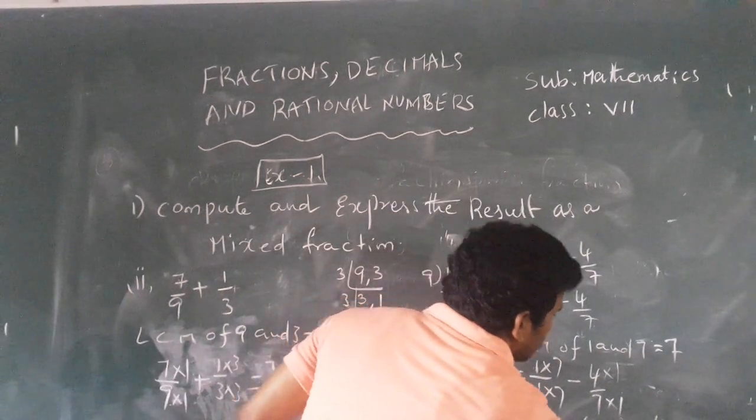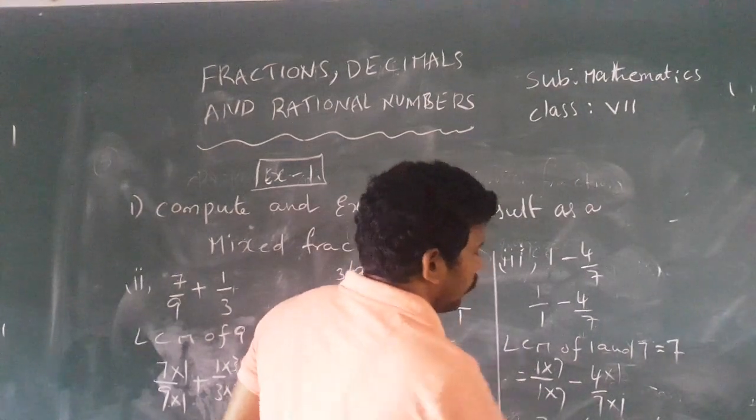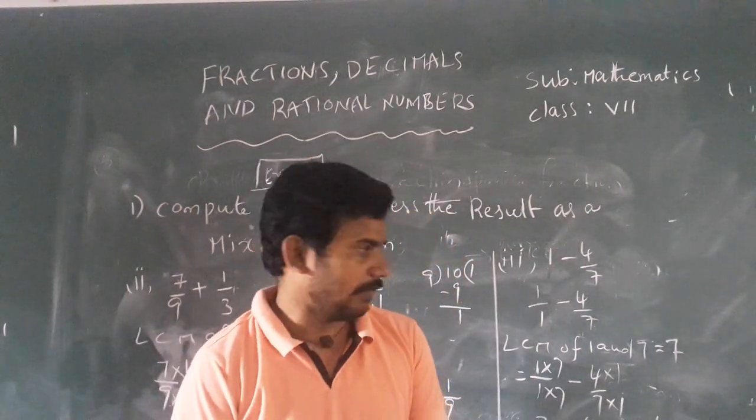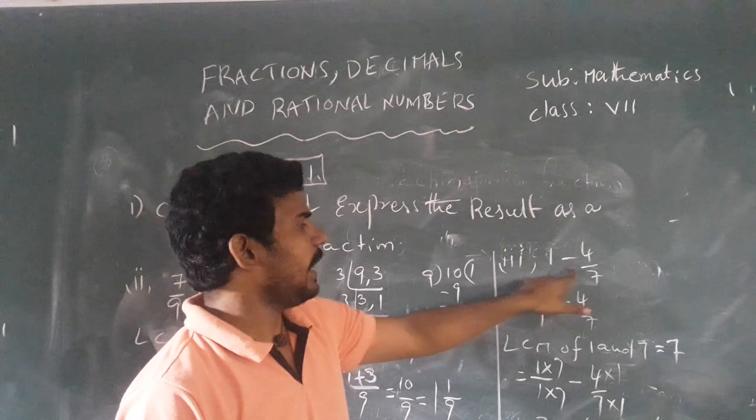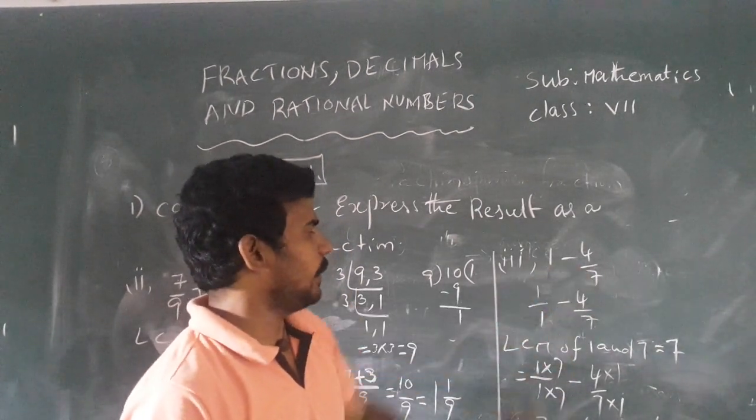7 minus 4, how much, children? 3 by 7. So 7 minus 4, what, children? 3 by 7. This is 1 minus 4 by 7.